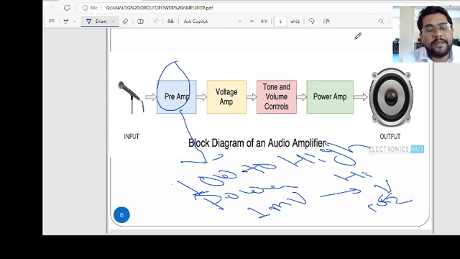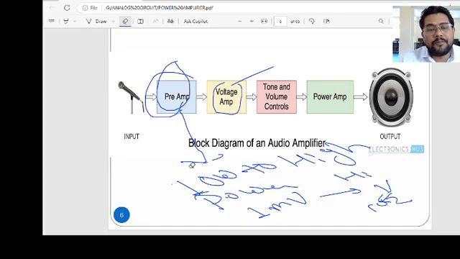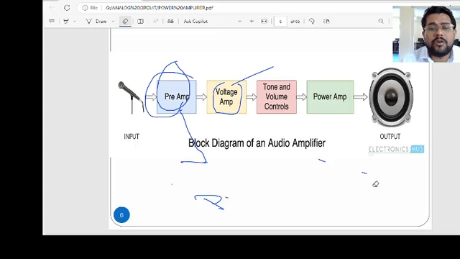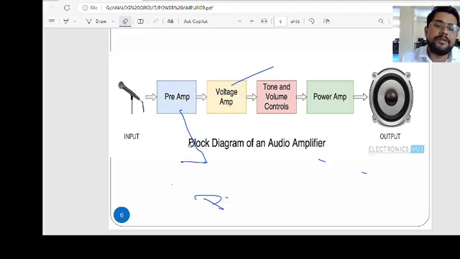So this is the general power amplifier. Again a voltage amplifier is used to amplify the voltage. The output may be a current signal like this. Then there are tone and volume controls, which are generally used in the case of audio input, as in general amplifiers. This is the input.